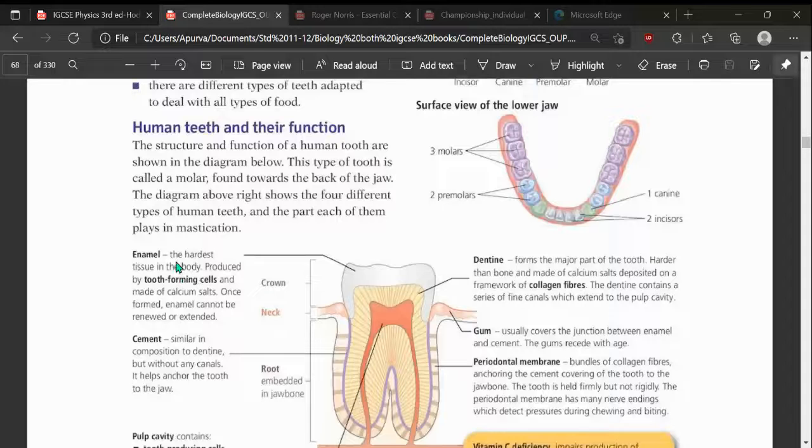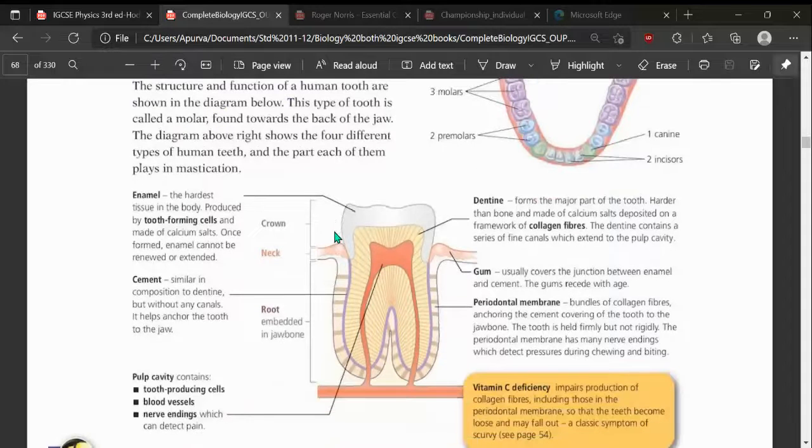Anyway, these are the parts of the tooth. This is the enamel, the hardest part, produced by the tooth-forming cells. It's made of calcium salts, as it's written. The enamel cannot be renewed or extended. So once the enamel has formed, new enamel doesn't grow. If a part gets chipped off, it's gone forever.